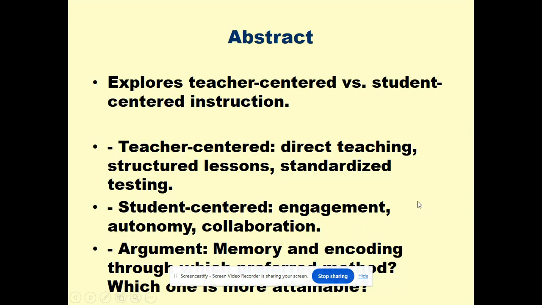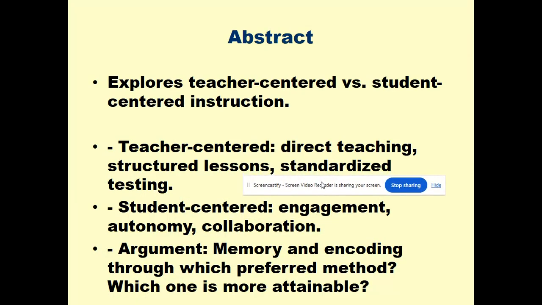Obviously, very simple abstract. It's like 120 to 140 words. All it is, it explores both teacher-centered and student-centered instruction. It also encompasses what we learn in class, which is memory and encoding in your head, and the way students grasp information, retain it, and then they output it. Or you ask a question, they respond to you. So very simple: teacher-centered, direct teaching, structured lessons, standardized testing; student-centered, engagement, autonomy, collaboration.